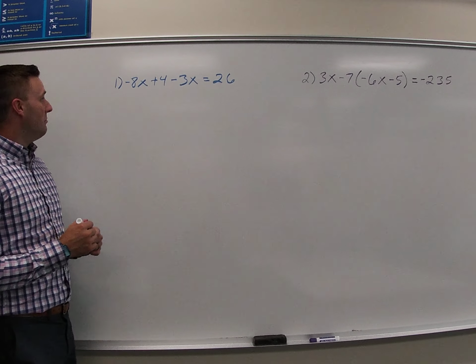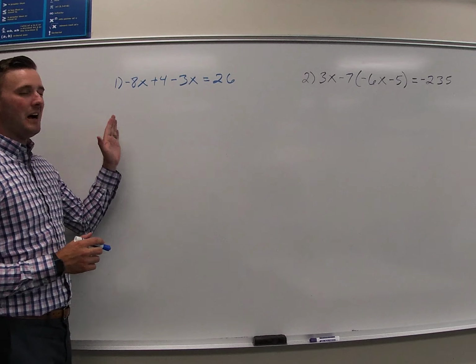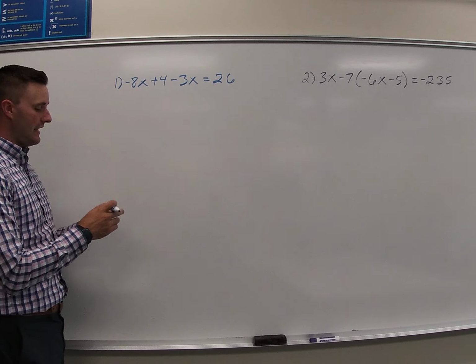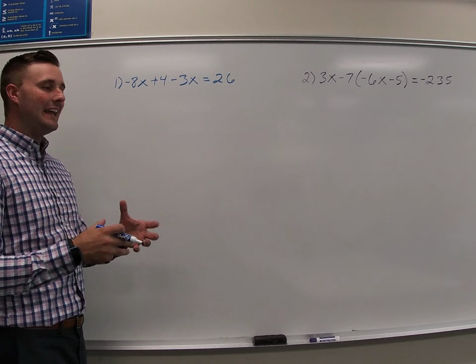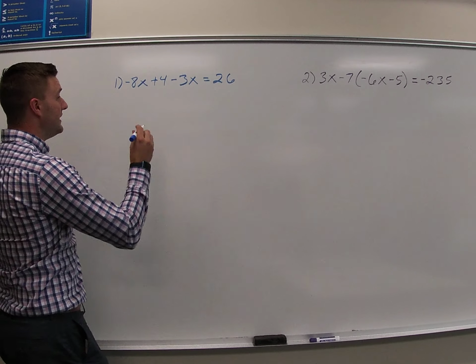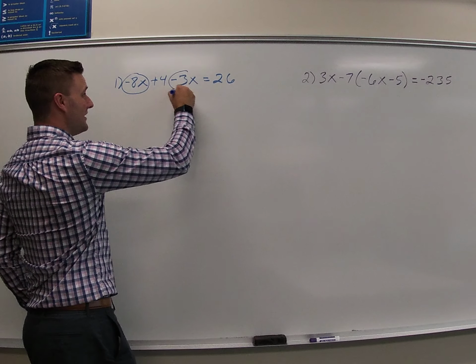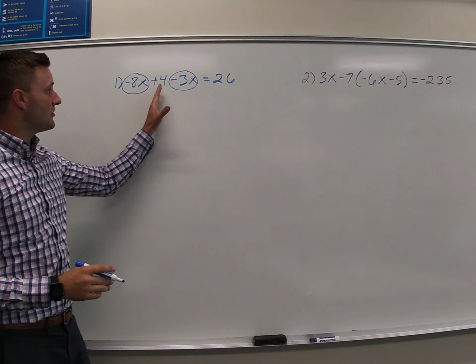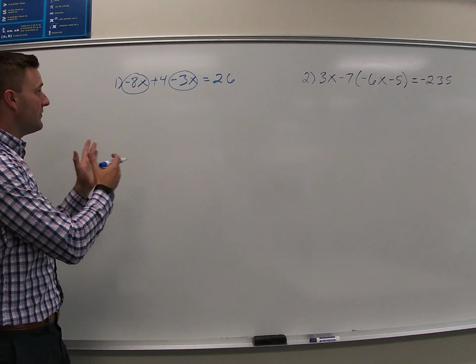Okay, so dealing with multi-step equations, the first thing we want to look for is to combine like terms. So remember that a like term has to have the same variable and the same exponent. In our case, we don't have to worry about the exponents, but here we have two like terms. We have this negative 8x and this negative 3x. Notice how the sign has to go with that term. So when I combine these, I just read from left to right.